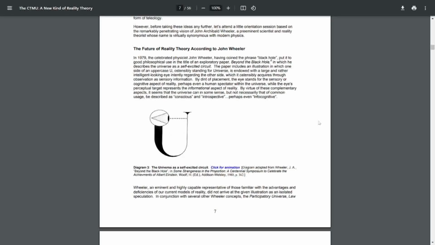The paper includes an illustration in which one side of an uppercase U, ostensibly standing for universe, is endowed with a large and rather intelligent-looking eye, intently regarding the other side, which it ostensibly acquires through observation as sensory information. By dint of placement, the eye stands for the sensory or cognitive aspect of reality, perhaps even a human spectator within the universe, while the eye's perceptual target represents the informational aspect of reality. By virtue of these complementary aspects, it seems that the universe can, in some sense, but not necessarily that of common usage, be described as conscious and introspective and perhaps even infocognitive. That would be a cool paper to read, Beyond the Black Hole.